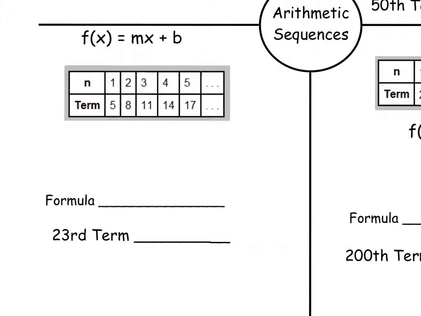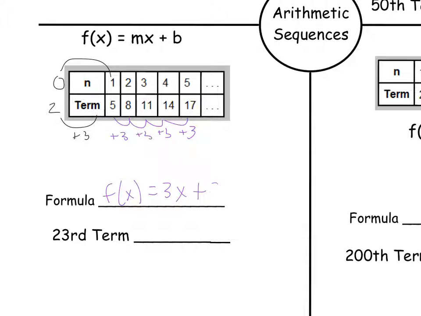Let's take a look at the second example. So here I can see that the common difference is adding 3 each time. So into my formula, I have f of x equals 3x, and now I have to work backwards and find the zeroth term. So what plus 3 is 5? Well, if I don't know that, I could always reverse it and say what's 5 minus 3 to give me 2. And so I would have f of x equals 3x plus 2. To find the 23rd term, I would plug in 23 for x and get an output of 71 for the 23rd term.